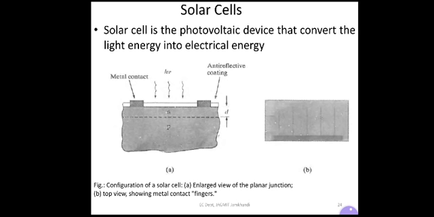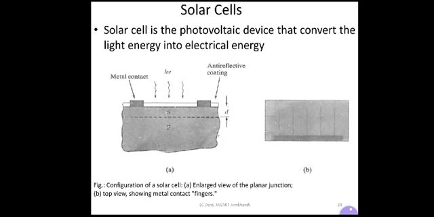A solar cell is a photovoltaic device that converts light energy. The source of that light energy is the natural sun, that is sunlight. So a solar cell is a photovoltaic device that converts light energy, the source of which is the sun, into electrical energy.